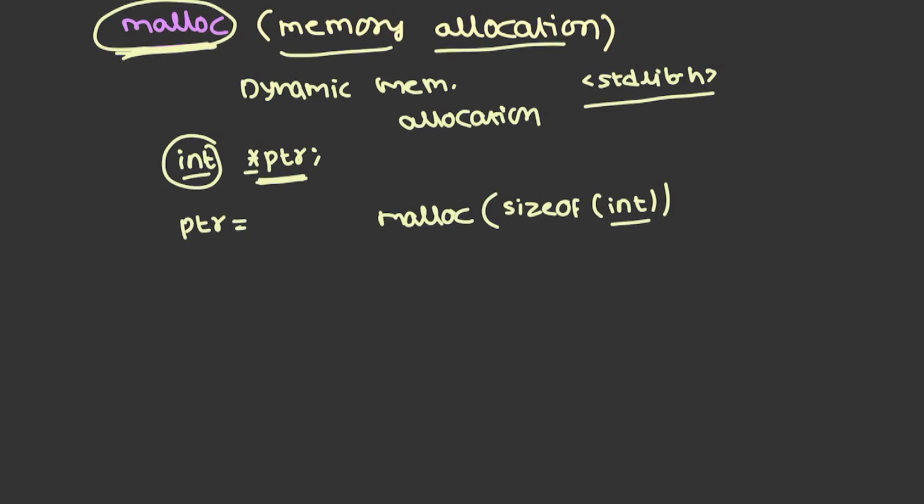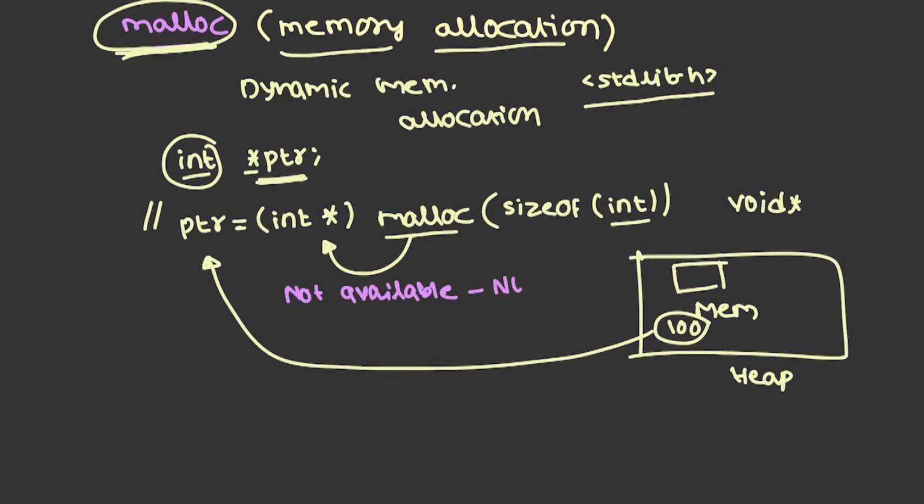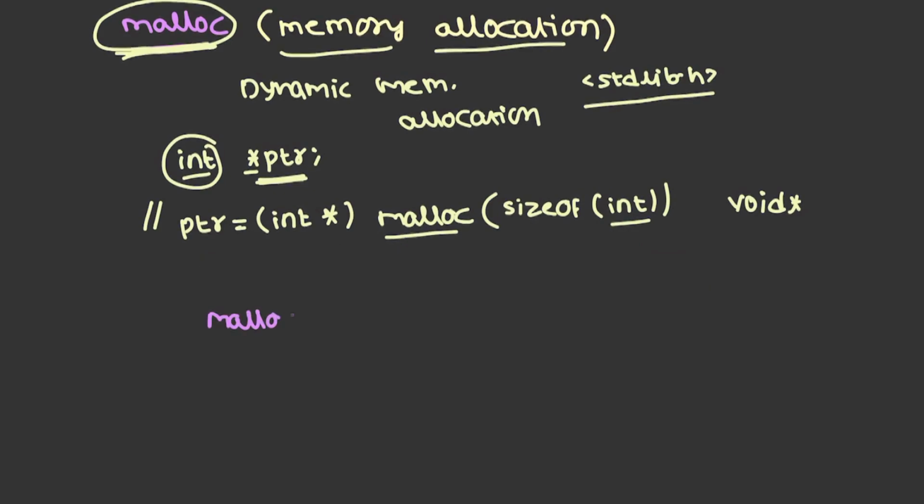So, I need to allocate memory which is equivalent to the size of an integer. We know that the return type of malloc is void star, so I am typecasting it to an integer pointer. After this statement, memory is allocated in the heap. Let's say the location is 100, then this will be returned to this pointer. Or if the memory is not available, then it returns null. So, malloc generally returns a pointer to the start address, or null if the memory is not available.